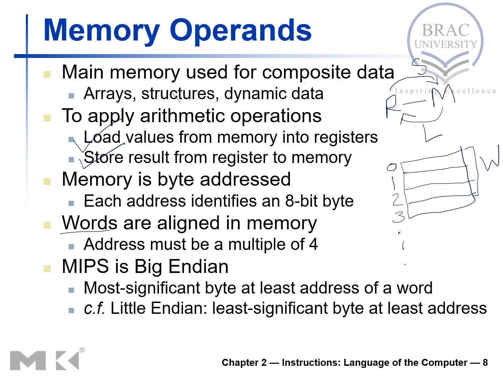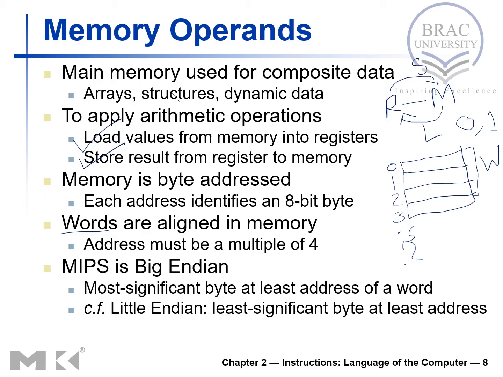Now in this architecture we use word addressing. So when we say 0, that means we are referring to this part. When we say address 1, it will start from the next part and so on. So this is word aligned.